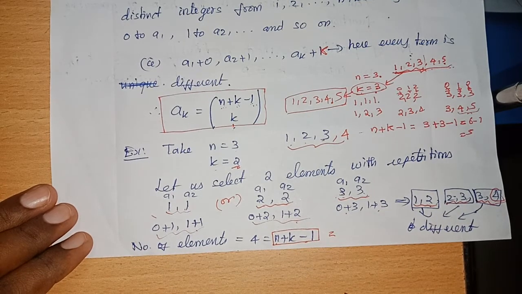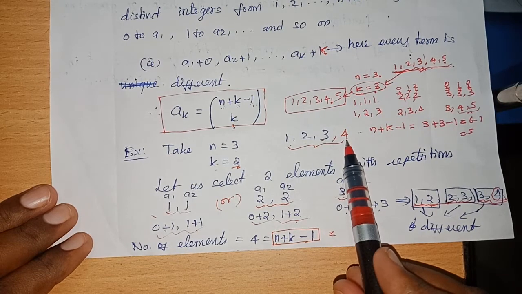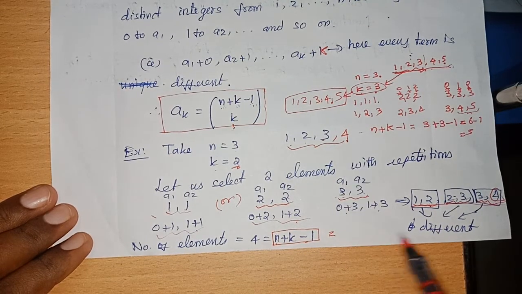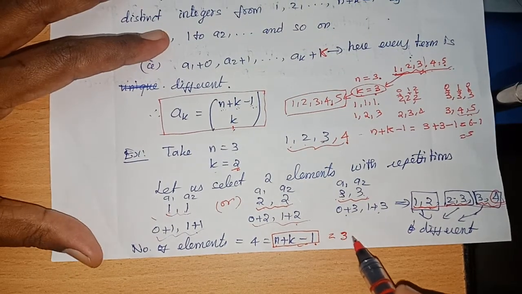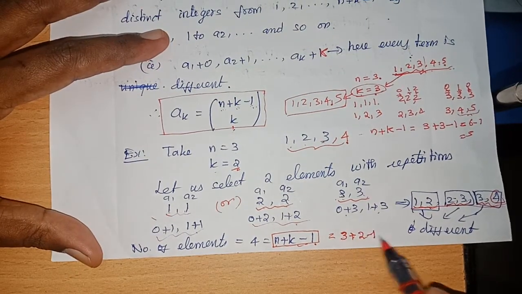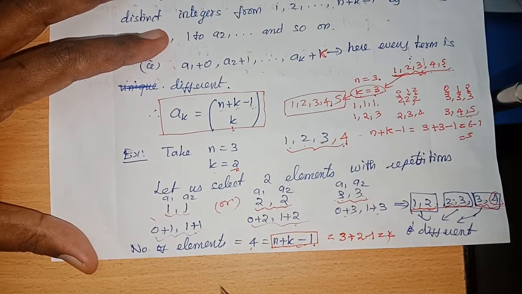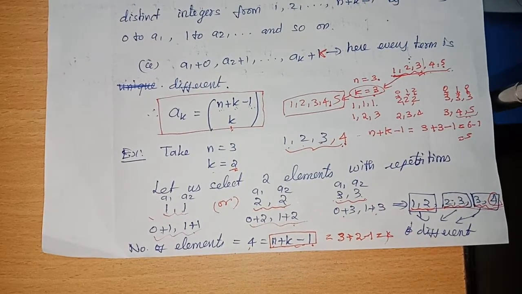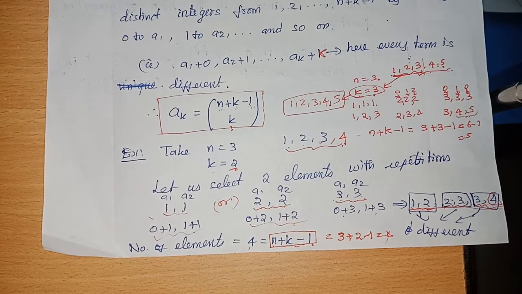So my original set is extended up to 4. That is using n plus k minus 1. N is 3, k is 2, so 3 plus 2 minus 1, which is 4. So the number of elements has been increased. Now the selection can be written as (n plus k minus 1) C k.